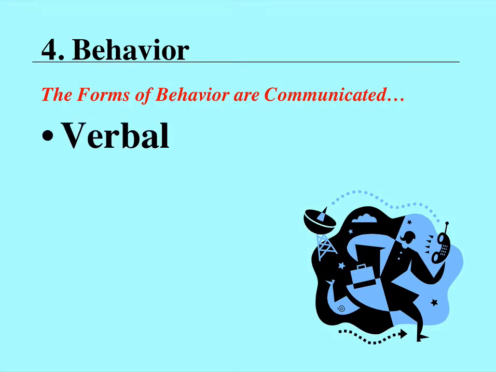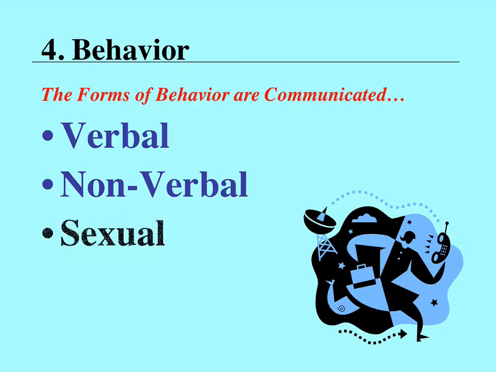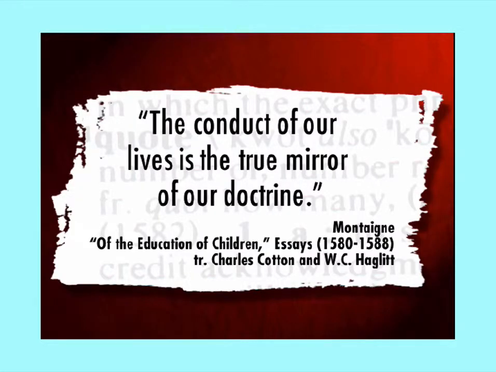The forms of behavior are communicated in three ways: verbal, nonverbal, and sexual. In every criminal act, there is one of these forms of behavior. It may be that there are several exhibited in the course of this. When you looked at the BTK case, for instance, you will see that there is all three: verbal, nonverbal, and sexual behavior. The conduct of the suspects and us, our conduct, is the true mirror of our belief system.